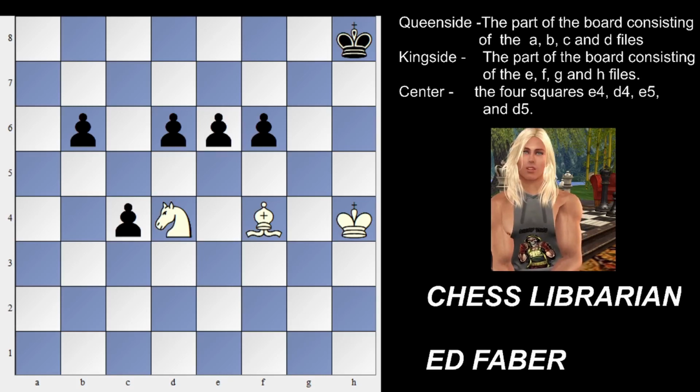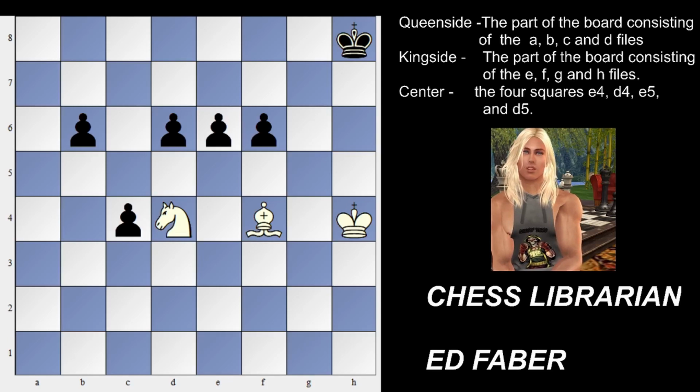We write B5. If white captures the pawn on E6 with his knight, we write N times E6. The X indicates that a capture has taken place. If white captures the pawn on D6 with his bishop, we write B times D6. The X is only used to indicate a capture.